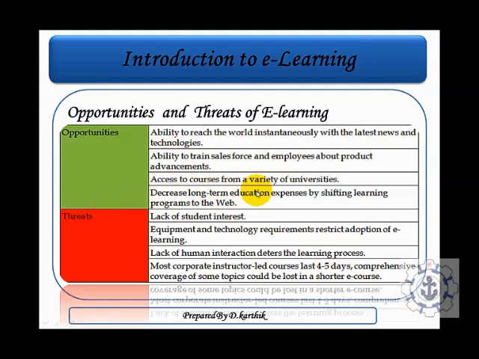Access to courses from a variety of universities. This is a key advantage. For a single concept, you can see definitions from various authors. But in practical teaching, it is impossible. We can see one or two definitions while taking the classes, but with an e-learning tool, we can see hundreds of definitions for our concepts. Decrease long-term education expenses by shifting e-learning programs to the web. As we discussed, this reduces the cost. Threats: the lack of students' interest.